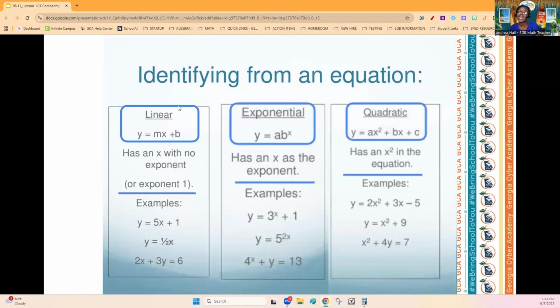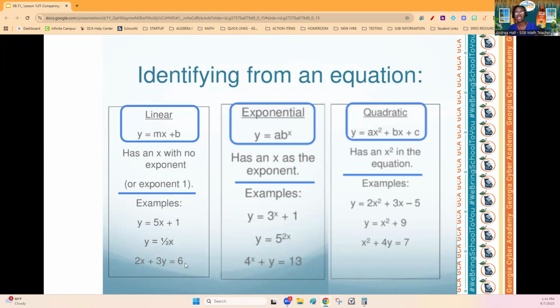So identifying it from an equation. So we just looked at it, identifying it from a graph, but here's how you would look at it from an equation. Here are examples of linear functions. It has an x with no exponent on it, or the exponent is 1. Okay, you don't see a number here, but the exponent is 1. So here's an example. Y equals 5x plus 1. That's a linear function. Y equals 1/2 x. That's a linear function because the x has an exponent of 1.